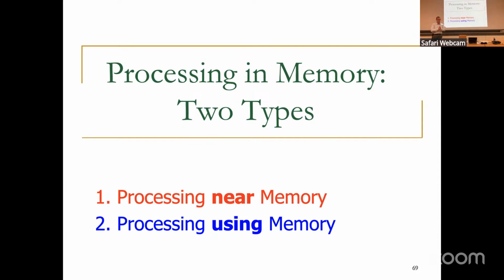Processing using memory is fundamentally different. You have logic, forget about logic. You don't have logic. You have memory. What can you do with this memory? Exploit the fundamental operational principles of this memory circuitry, which are fundamentally analog in nature, to actually also do computation. This is fascinating. And any memory technology has some fundamental properties that you can use to do computation. And different memories have different types of properties that enable different types of computation.